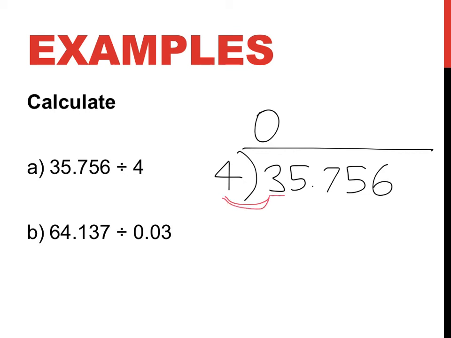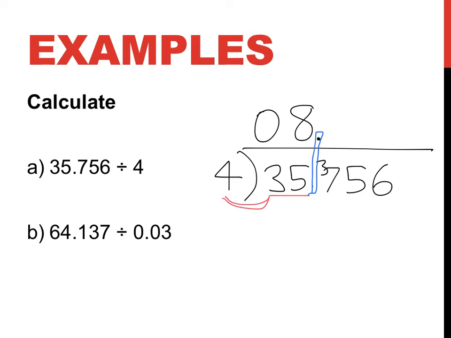How many times does 4 go into 35? Well, 4 goes into 35 8 times with a remainder of 3, because 8 4s are 32. My decimal point is there, and I know I've carried on a number next to it, so I have to make sure my decimal points are under decimal points. This is probably the most crucial bit of this, decimal points under decimal points.